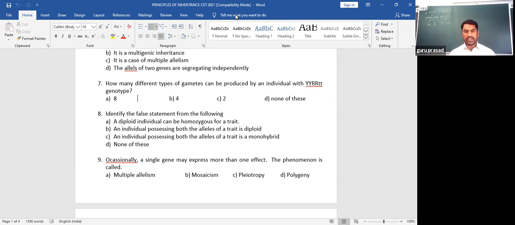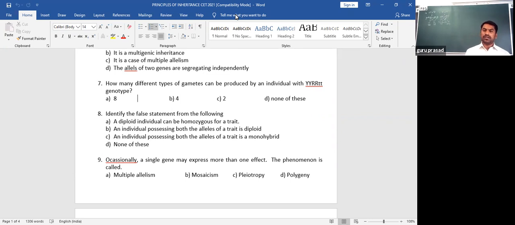Let us come to the question first. Capital Y, capital R, small t, small t. Is there a heterozygous condition here? Can you make out the heterozygous condition in this genotype? No. All are in homozygous condition. When all are homozygous, there is a chance of getting only a single type of gamete, that is capital Y, capital R, capital T. Both are together make one gamete.